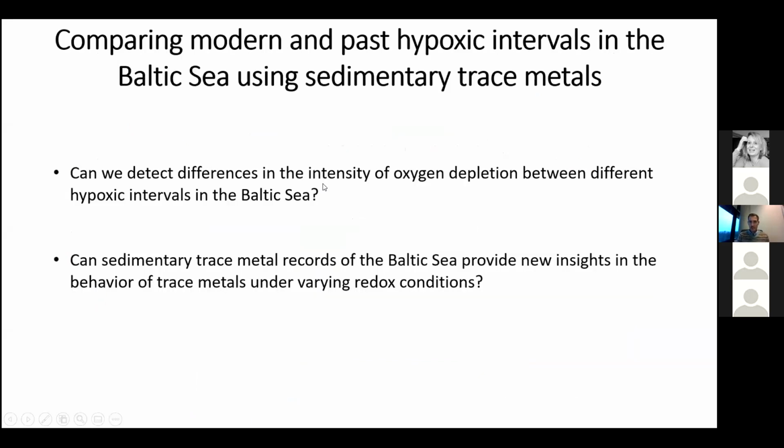And actually, trace metals can help us to learn more about these events. So we really wanted to answer the questions: can we detect differences in intensity of oxygen depletion between these different events? And can these sedimentary trace metal records help to give us new insights in the behavior of trace metals under varying bottom water redox conditions?